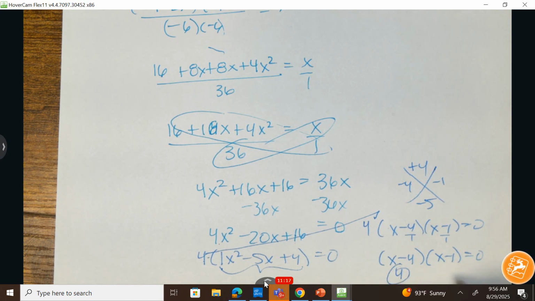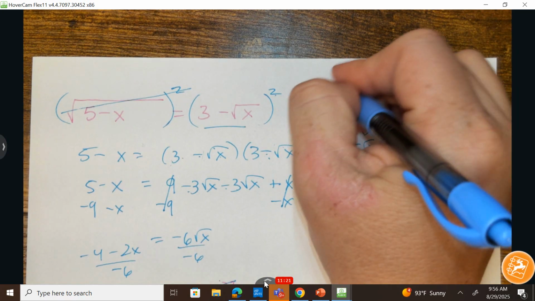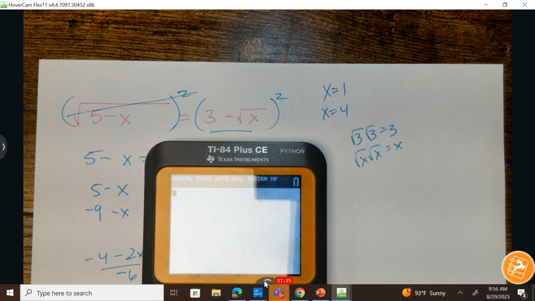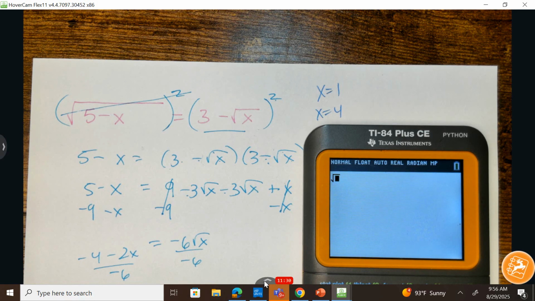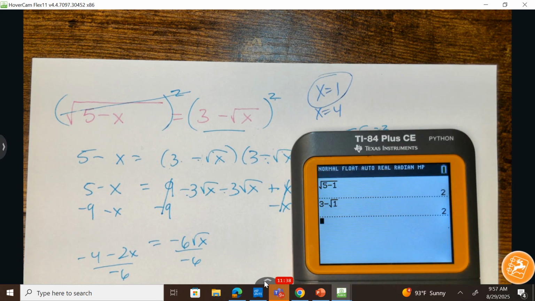What's opposite is positive 4 and positive 1. That's what I believe answers that, 4 and 1. But now I must test them. Let's start with 1. We have the square root of 5 subtract 1, put it off to the side here. You can see it equals 2. And then 3 subtract the square root of 1. Okay, this works.